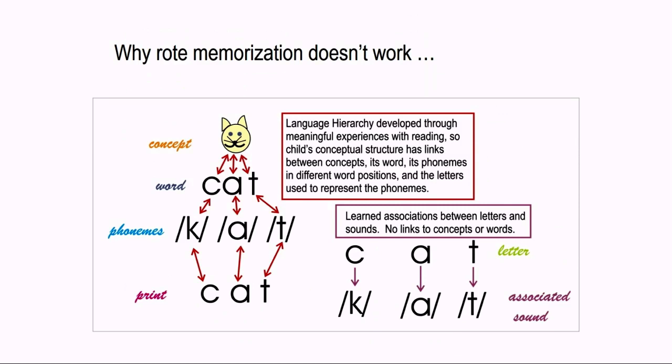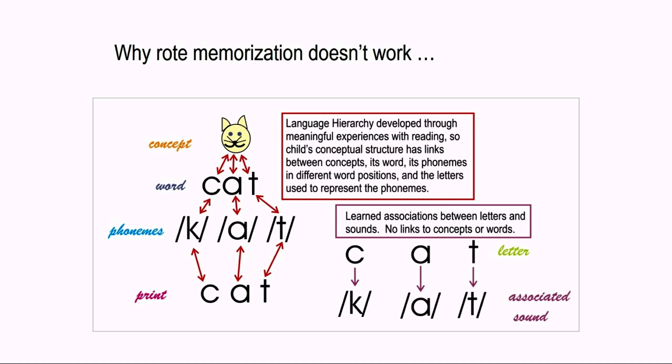Why rote memorization doesn't work. If you look at the left-hand drawing, you've got a cognitive structure where the child has phonemic awareness. So you see the letter C, and it's associated with the phoneme k. A is associated with the phoneme a, and t is associated with the phoneme t. So when you say the three phonemes k, a, t, what you hear is a word, and the word is cat. And the word could just be a nonsense word. It could be mug, or it could be blat, or it could be rud. Okay? It doesn't make any difference.